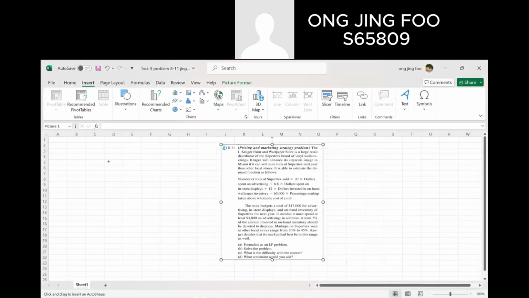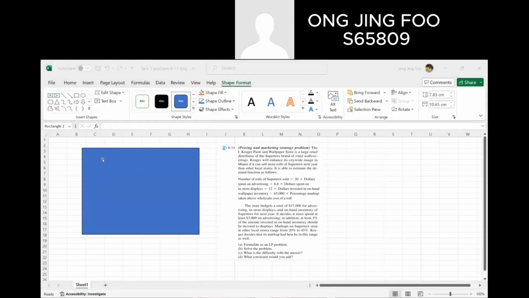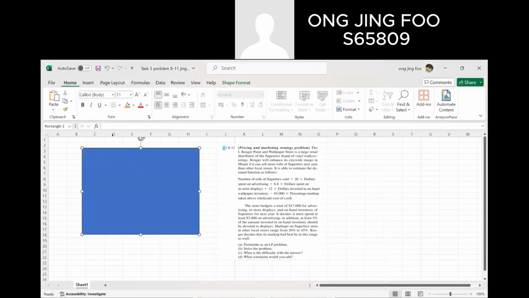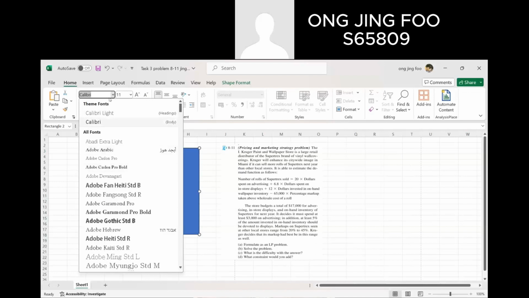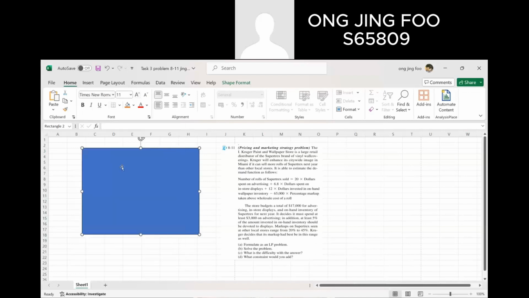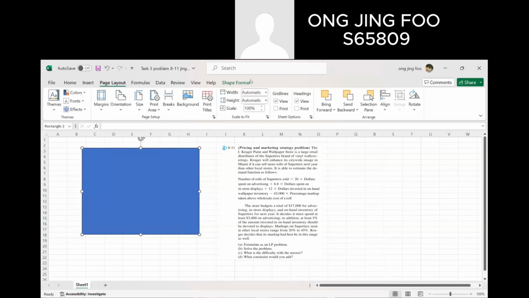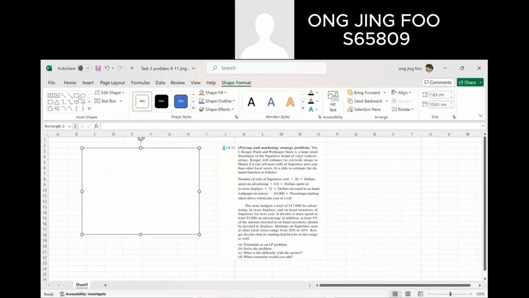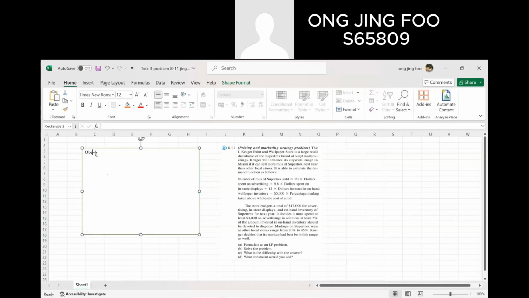So today I'm going to answer the question task 3, which is A per 11. Before we answer the question, we have to write down our terms of question first. Our objective is to maximize our profit. And how can we maximize our profit?